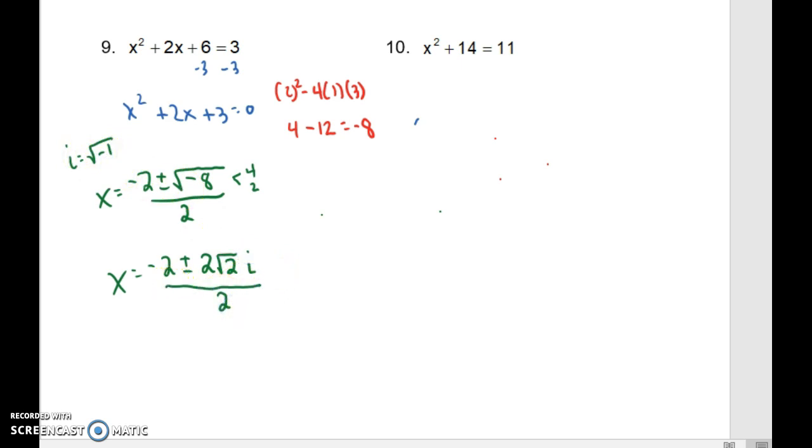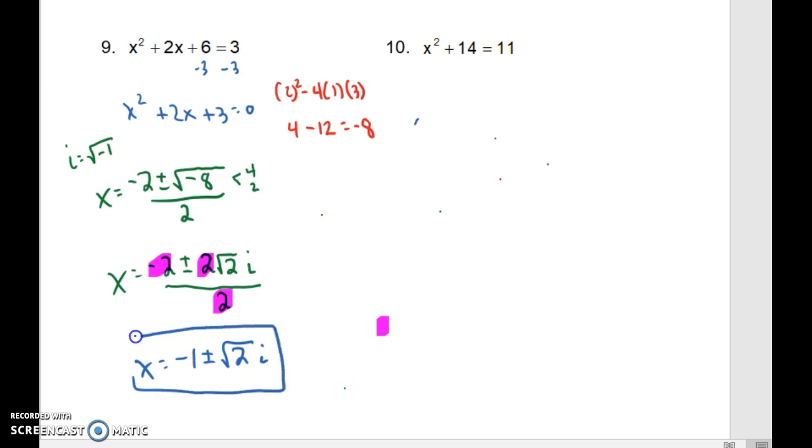And so my next step is to look outside. Anything that's not inside the radical, I'm looking to see if they have something in common. And they do. They all have a 2, which I can then take out. And so my final answer would be negative 1 plus or minus, and 2 divided by 2 is just 1. So I don't have to really write that 1 in there. Technically it would be over 1, but I'm not going to write it because we just don't do that. So we got x equals negative 1 plus or minus the square root of 2i. Again, not factorable. The quadratic formula was a very appropriate method to use to solve.